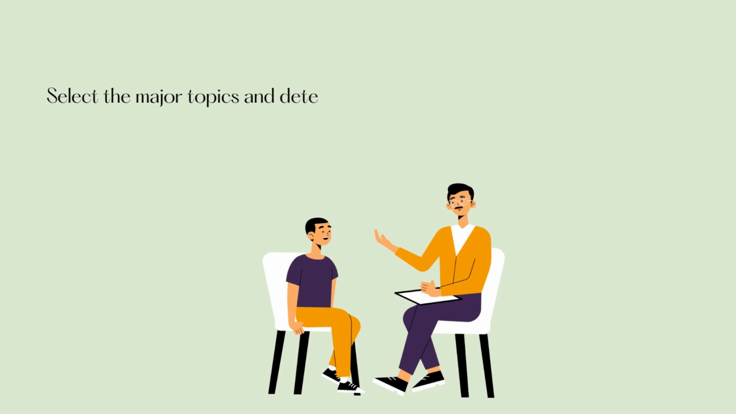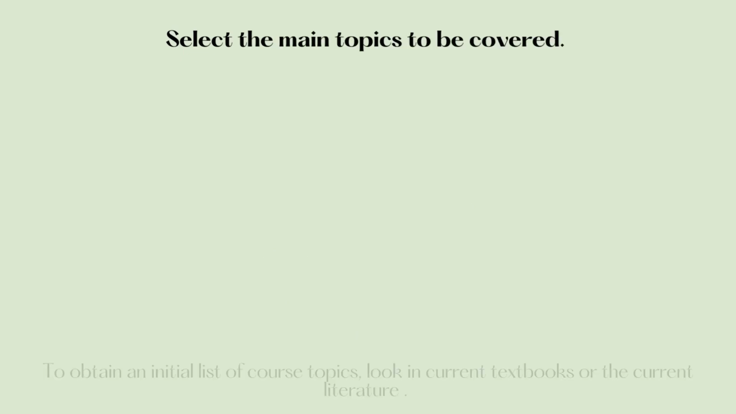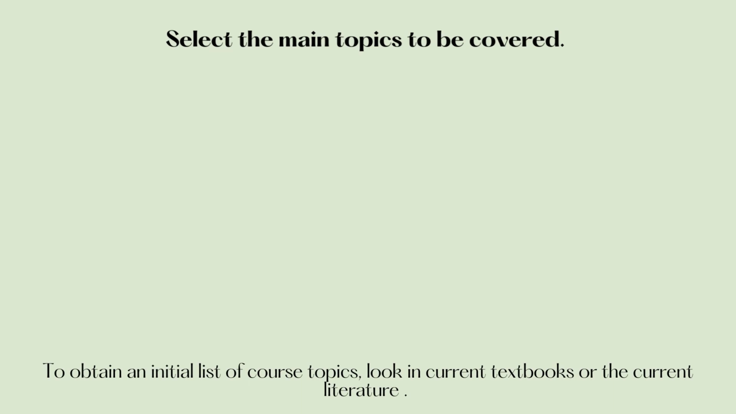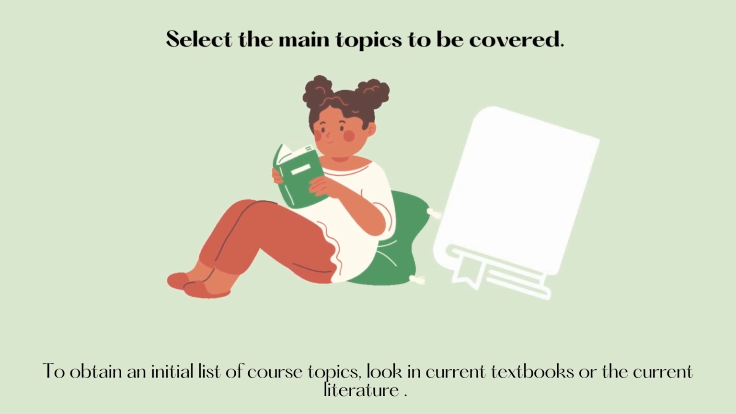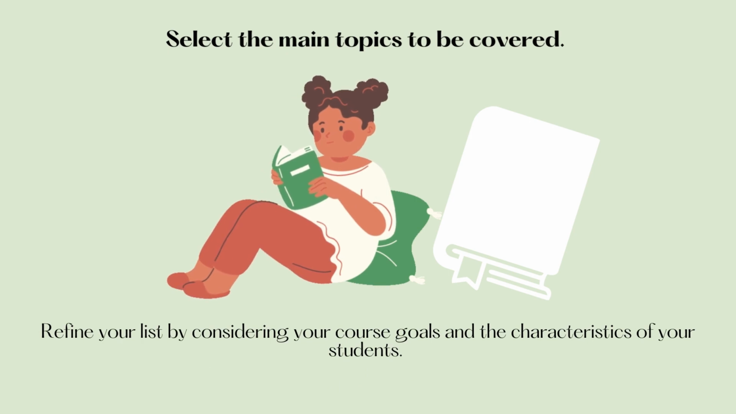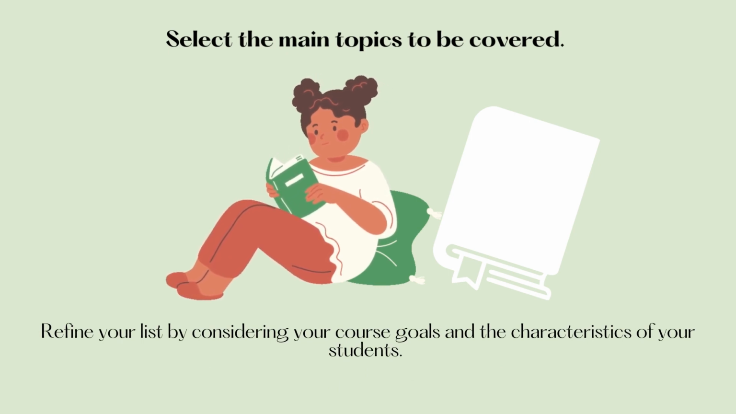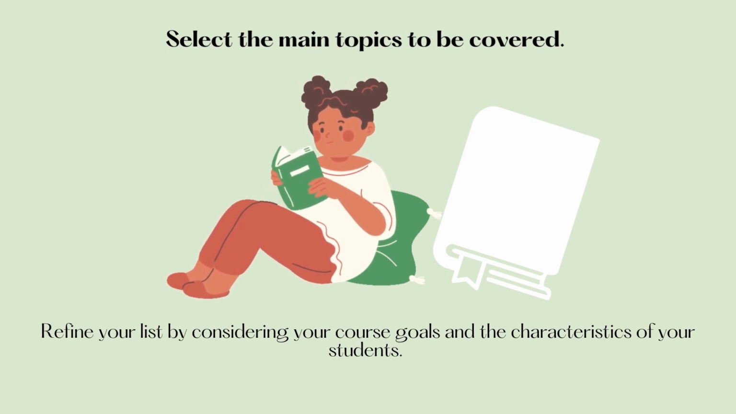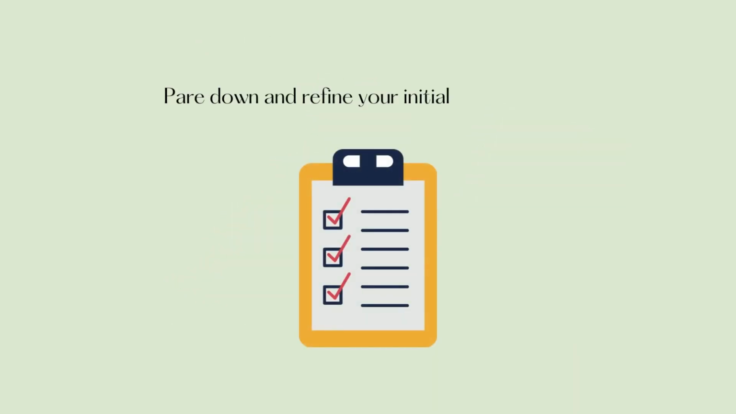Select the major topics and determine the order in which you will teach them. A. Select the main topics to be covered. To obtain a detailed list of course topics, look in the relevant textbooks or the relevant literature. Refine your list by considering your course goals and the characteristics of your students. B. Pare down and refine your detailed list of topics.